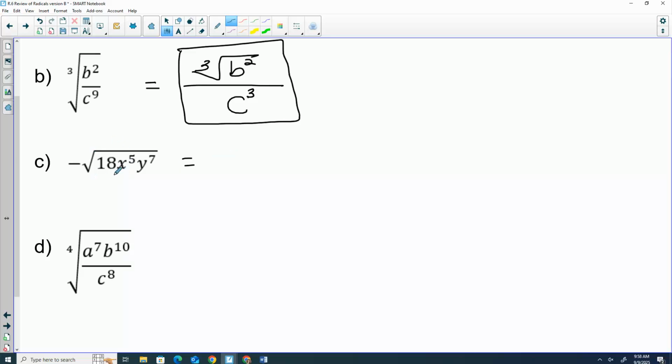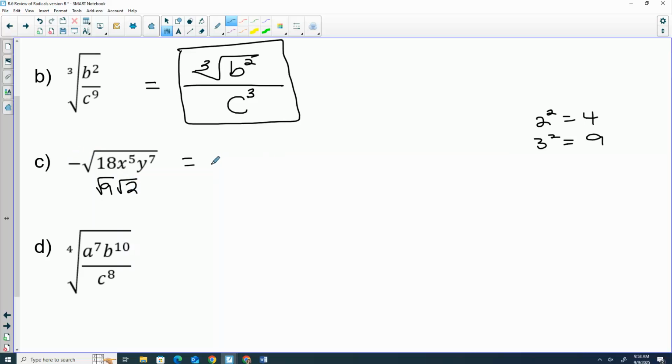How am I going to break up the 18? It's a square root, so I need a perfect square. So think about squares. 2 squared is 4. Can you do 18 divided by 4? No. 3 squared is 9. Can we do 18 divided by 9? Yeah. So we're going to break that up into a 9 and a 2.